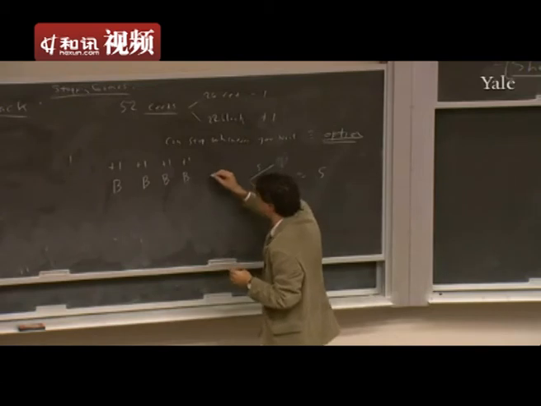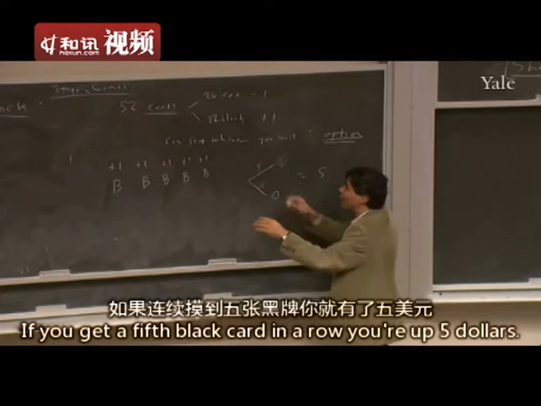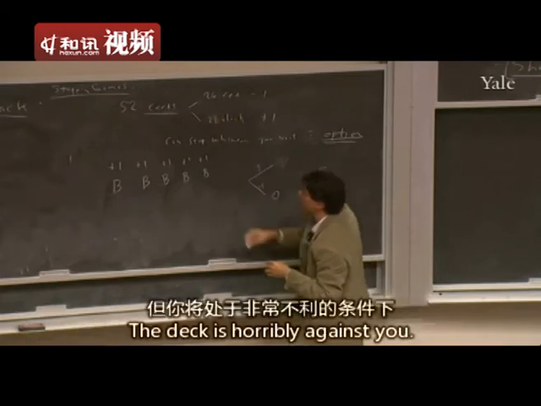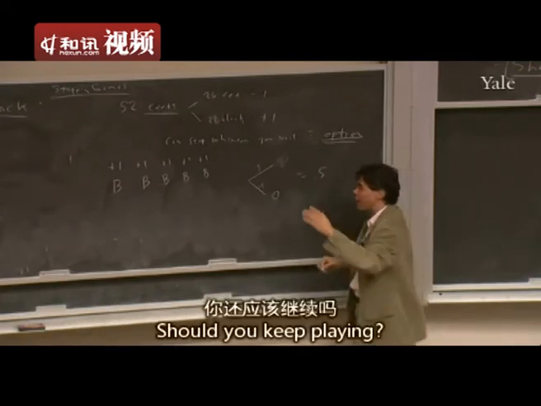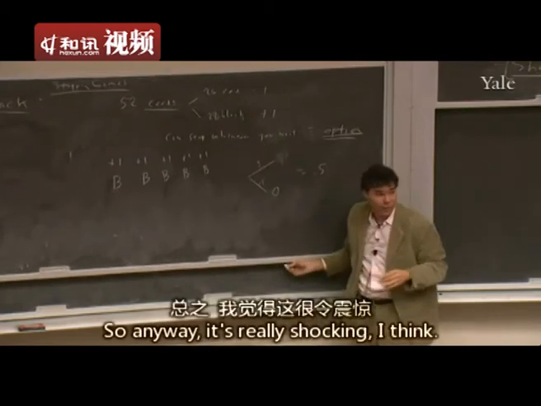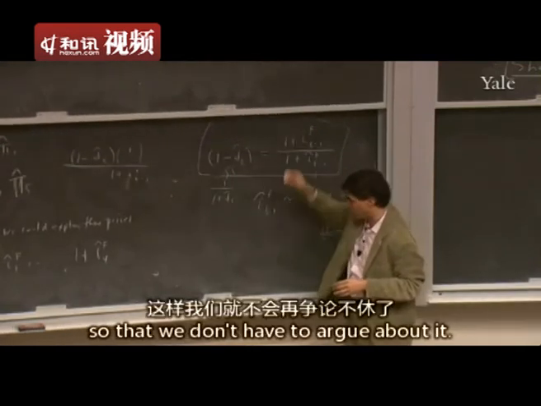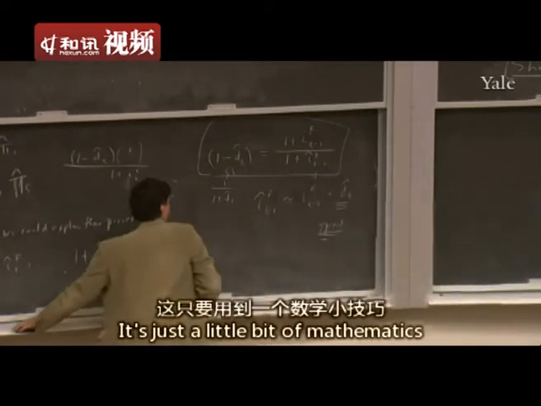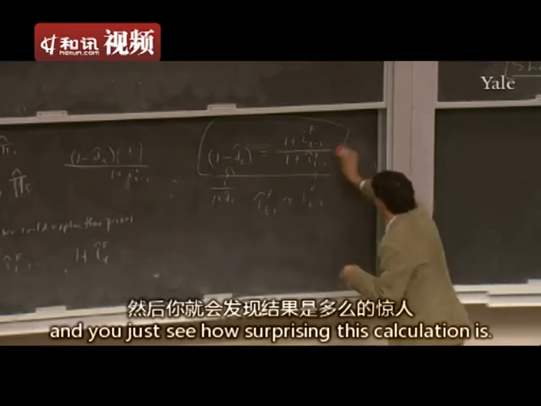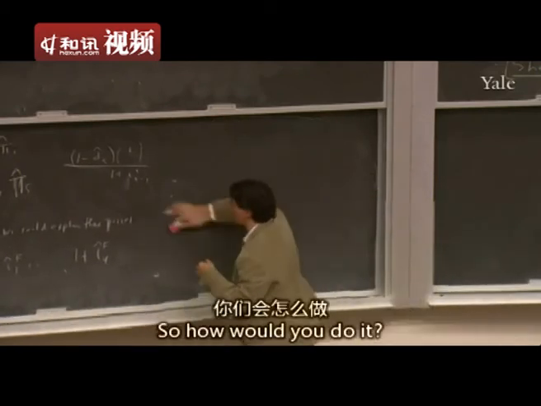Yes, you can. If you get a 5th black card in a row, you're up $5. The deck is horribly against you. Should you keep playing? Yes, you should. So anyway, it's really shocking, I think. Okay, so now let's just see how to compute this out so that we don't have to argue about it. It's just a little bit of mathematics, and you just see how surprising this calculation is. So how would you do it?